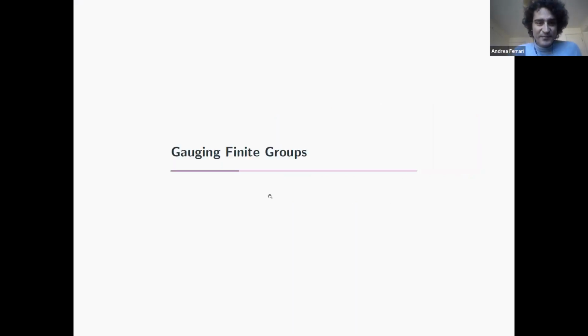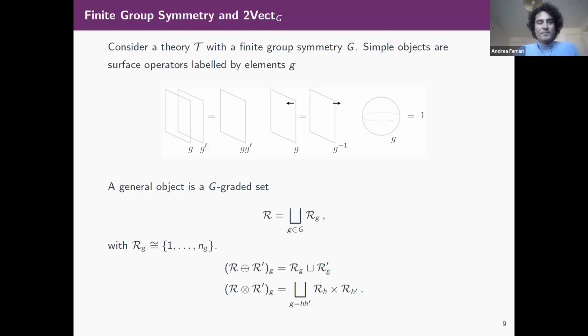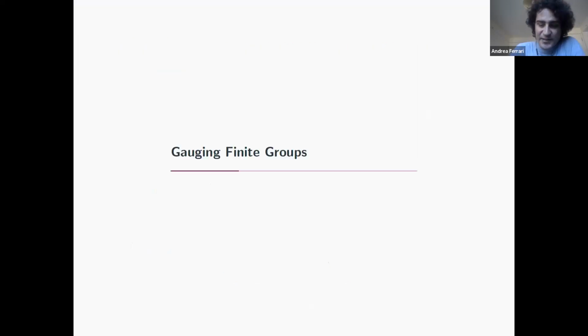But before moving that far, let's start simply by looking at finite gauge groups and what their symmetry categories are, and then gauging this finite group. Are there any questions so far?